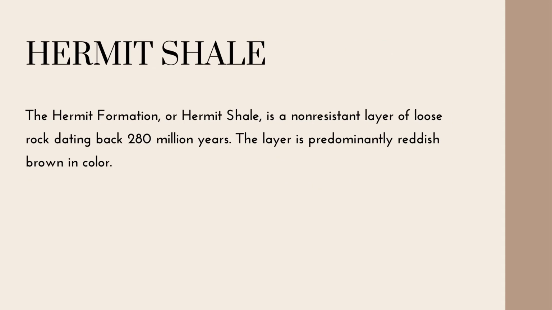Hermit Shale. The Hermit Formation, or Hermit Shale, is a loose layer of siltstone, mudstone, and fine-grained sandstone dating back to 280 million years ago. The non-resistant layer is generally colored reddish-brown. Due to being non-resistant, Hermit Shale often forms loose slopes.